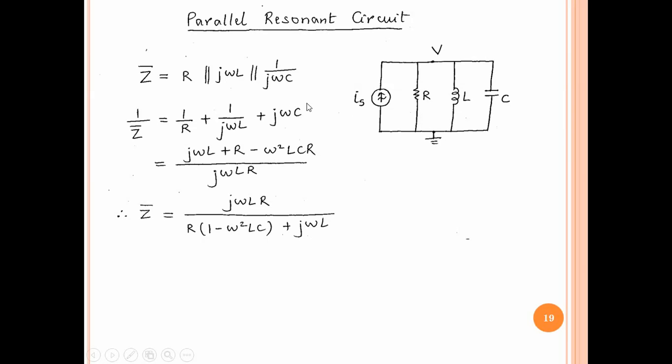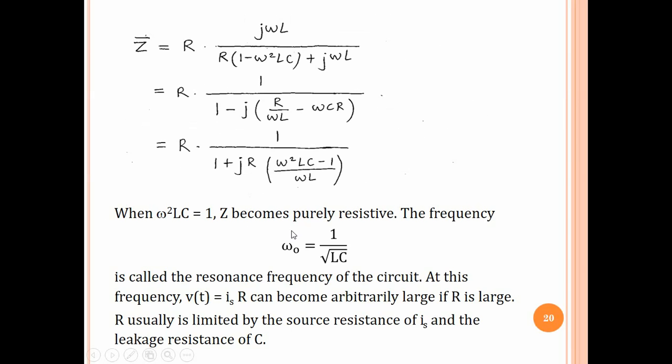Z is of course a parallel combination of R, j omega L and 1 by j omega C. So 1 by Z is 1 by R plus 1 by j omega L plus j omega C, and we take R j omega L common, and so we get j omega L plus R minus omega squared LCR when we cross multiply. Z is the reciprocal of this, so this is j omega LR by all this.